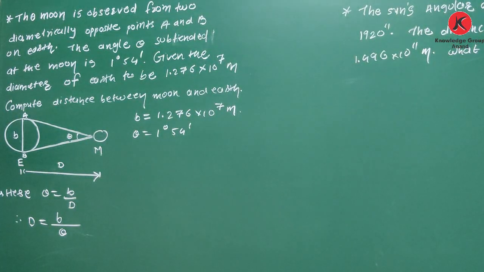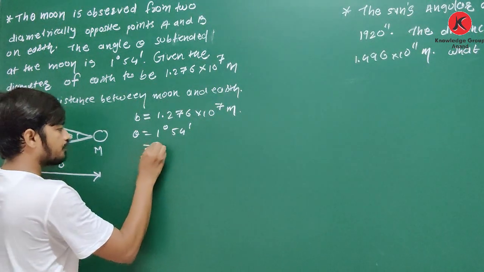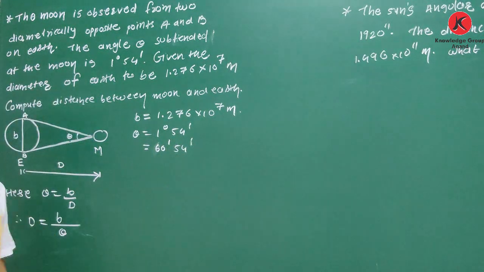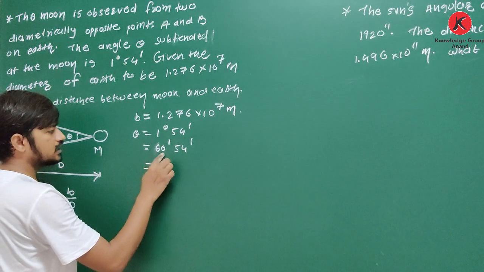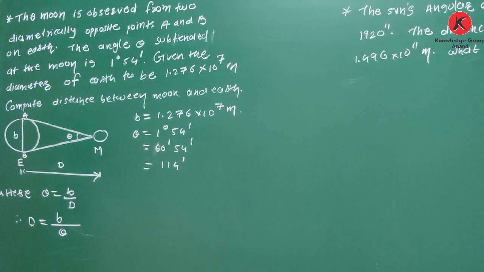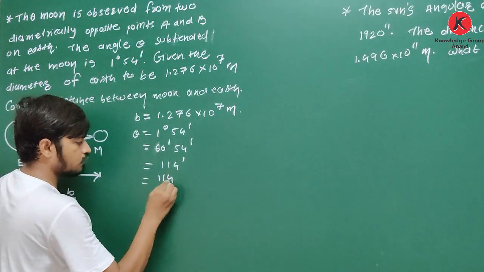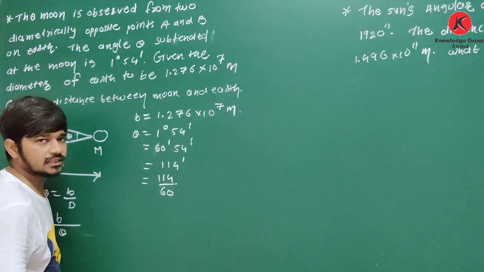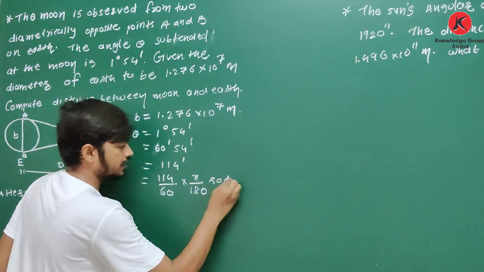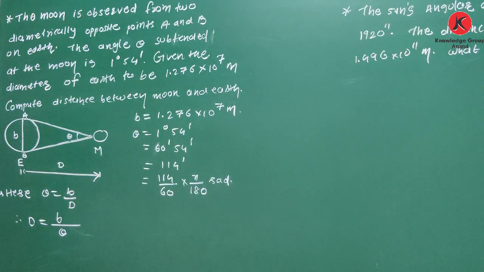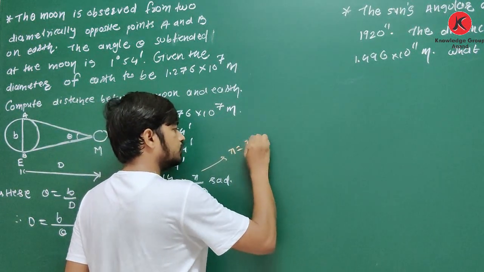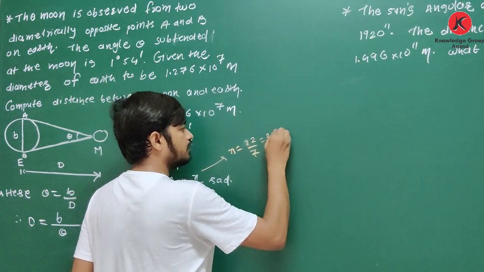Now, how to convert this angle in radian? See, 1 degree means 60 minutes. It is 54 minutes. Clear about this? Okay. So total it is 114 minutes. Now how to convert this 114 minutes into degree, then radian? 114 first of all divided by 60. So it is in degree. Now into pi by 180 radian. Yes, you have to take the value of pi. Pi is equal to 22 by 7, or you can say nearly 3.14.